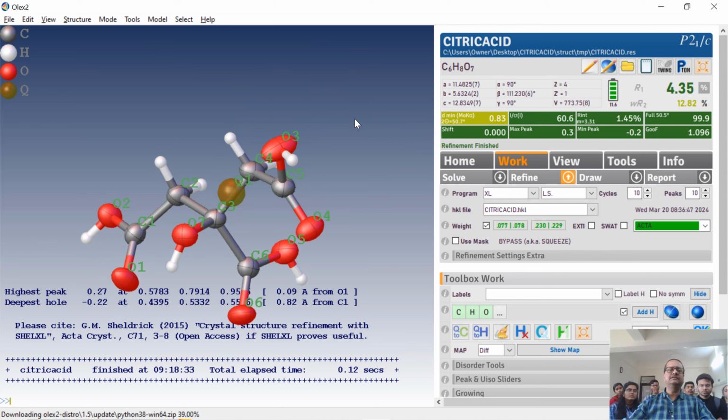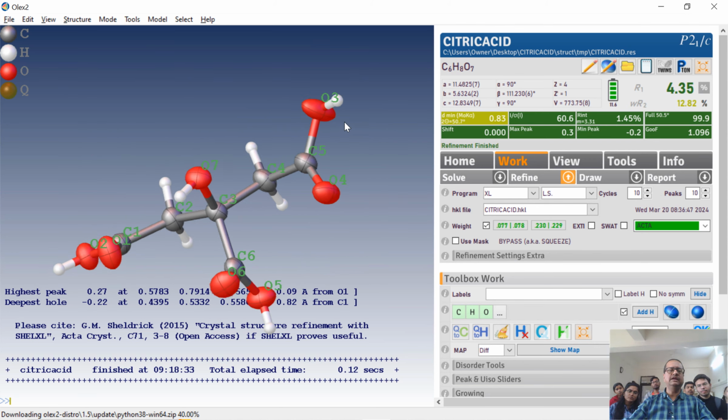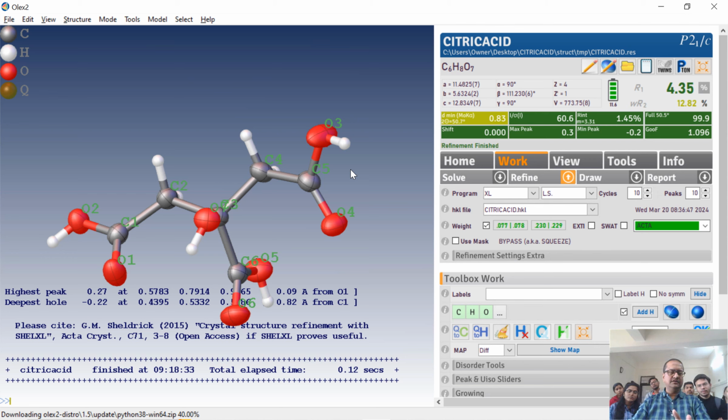So when you have done all these, that you have refined all the non-hydrogen atoms anisotropically, then fixed the hydrogens geometrically, and then you have done the refinement, what should be the statement for hydrogen atom refinement? You should say that the hydrogen atoms were geometrically fixed on their parent atom and were refined isotropically using a riding model.